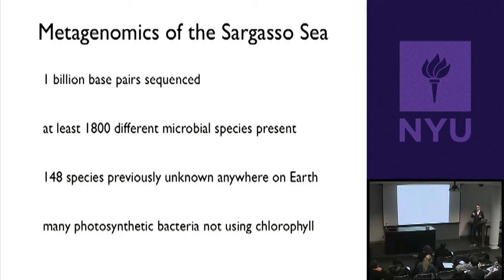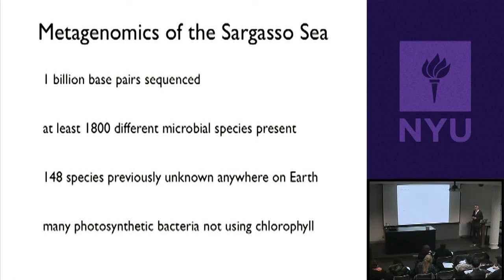Okay. So they do that. They compare all the sequences they get to existing databases, and they discovered that there are at least 1,800 different microbial species living in that 1,000 gallons of seawater that were previously unknown. Okay?